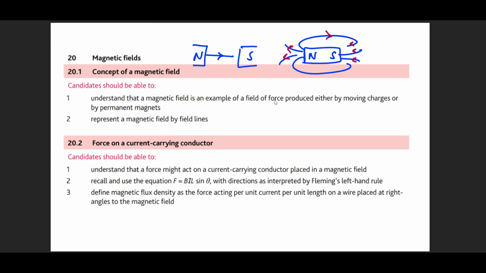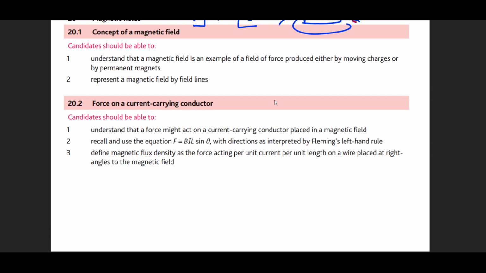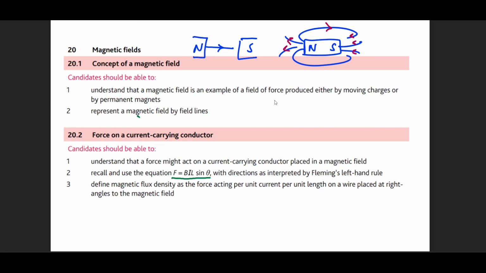These are the things that we already know. So in this chapter, basically, we're going to try to understand what this formula ILB sine theta means, and how to solve questions regarding it, how the examiner is going to try to trick you with one of the common questions. And we understand how to represent the magnetic field lines with these arrows and lines around a conductor.